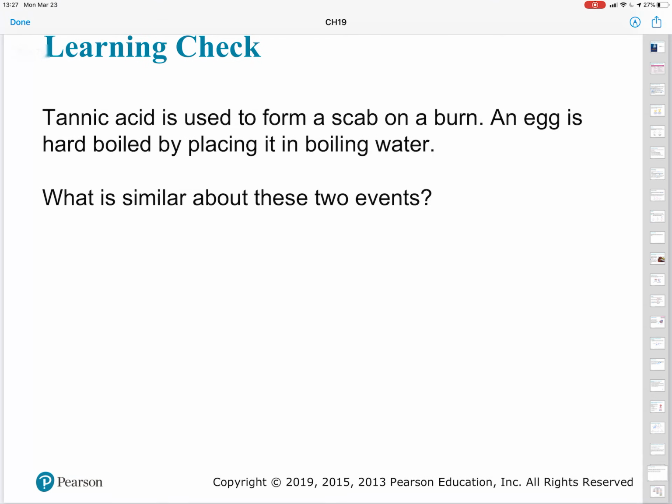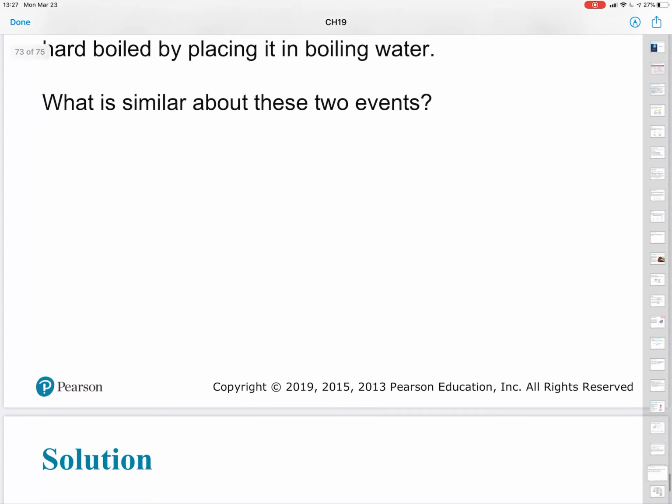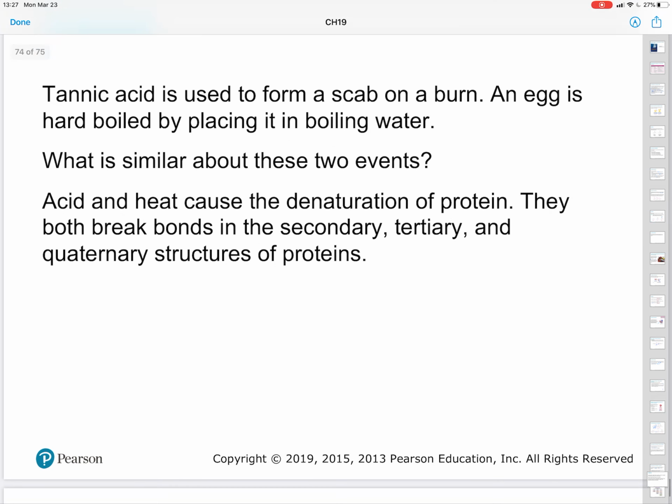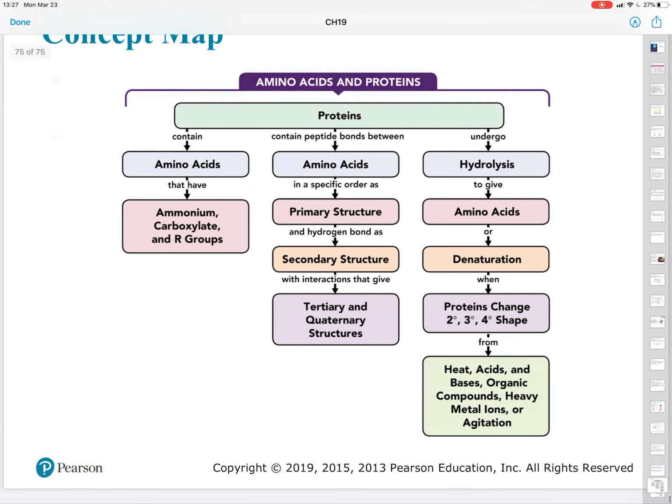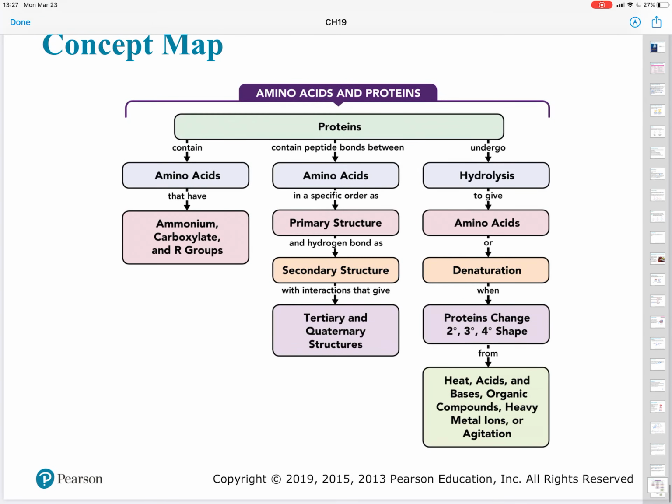Let's see. Tannic acid is used to form a scab on a burn. An egg white is hard-boiled by placing it in boiling water. What is similar about these two events? Interesting. They're probably both denaturing a protein of some sort. Yeah, don't worry about a question like that. Acid and heat cause denaturation of a protein. Okay, so I guess that's the end of the chapter.